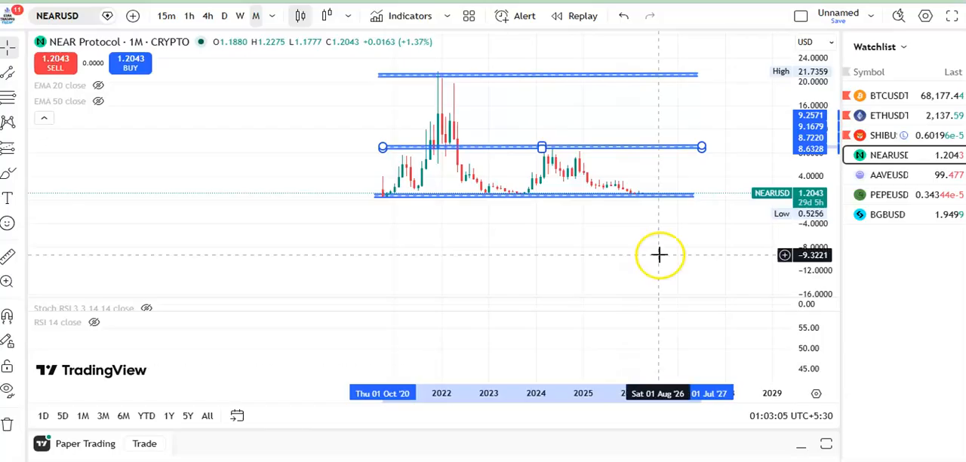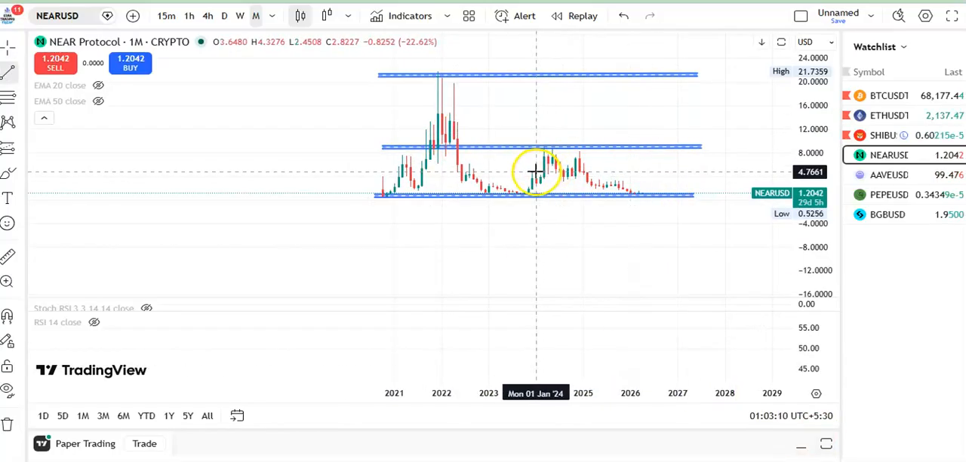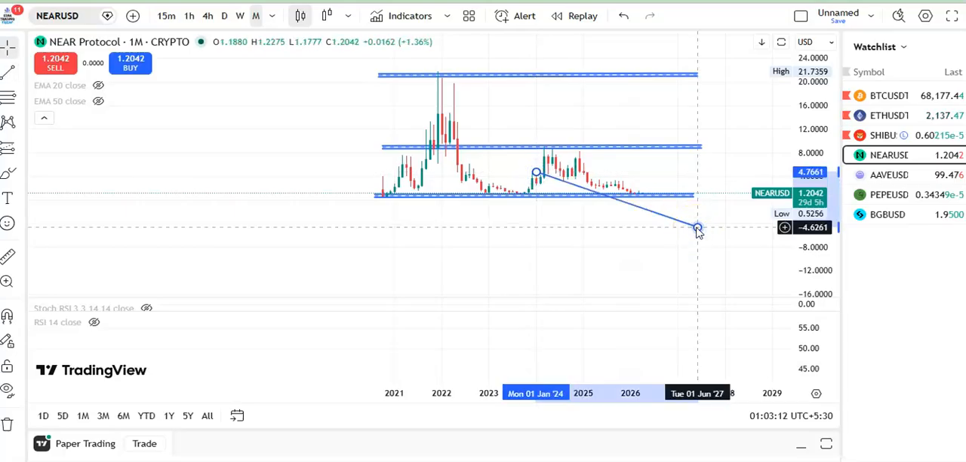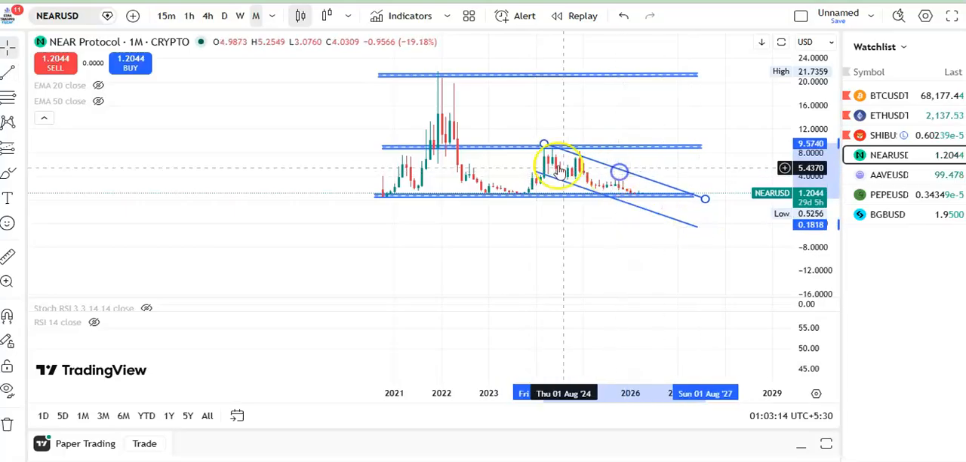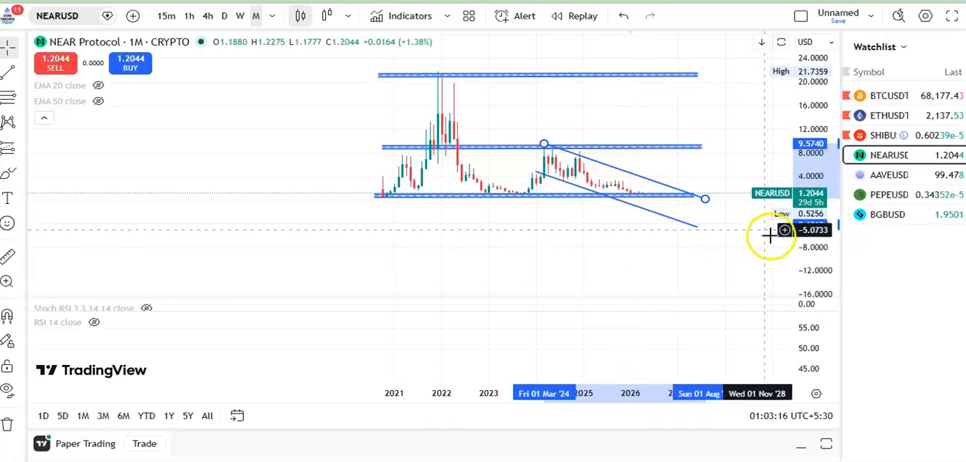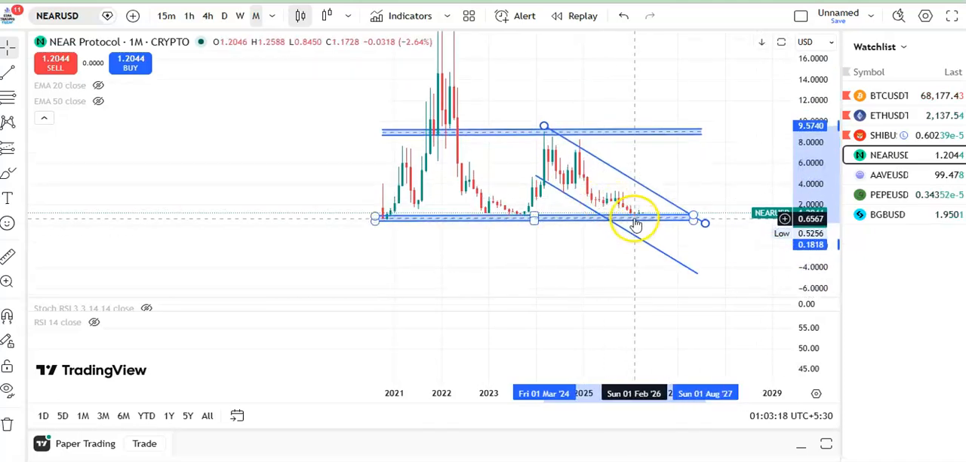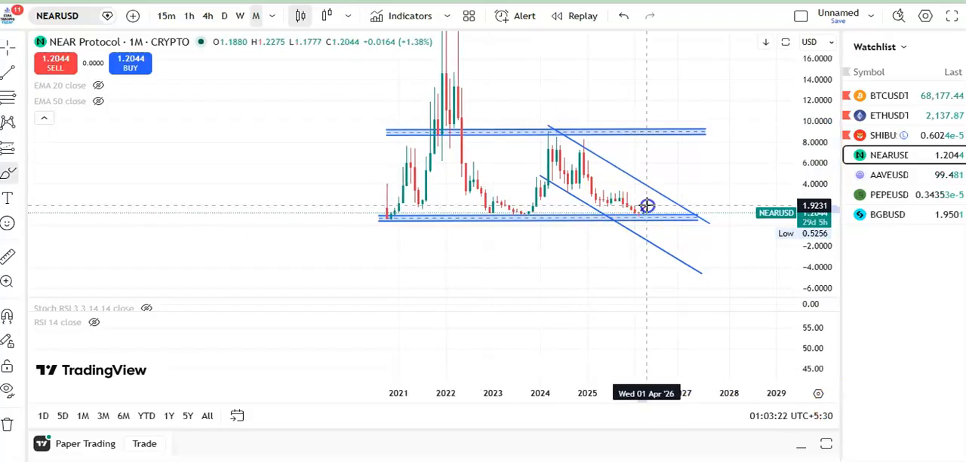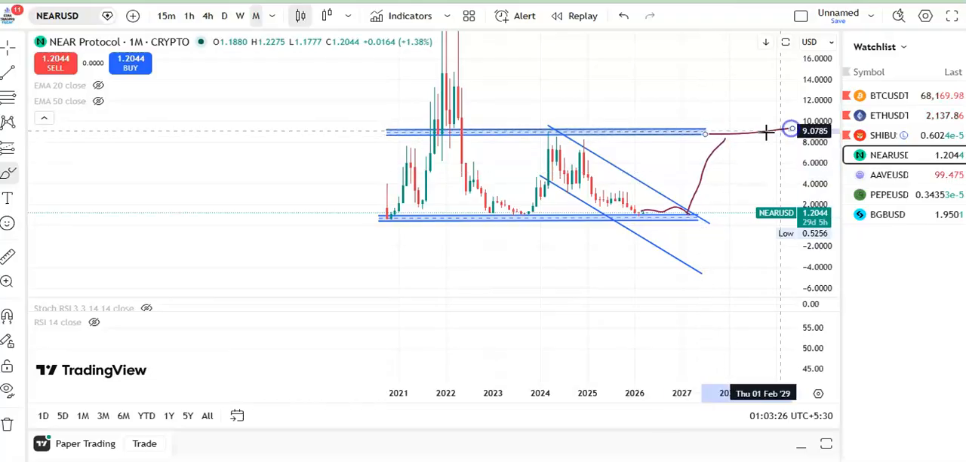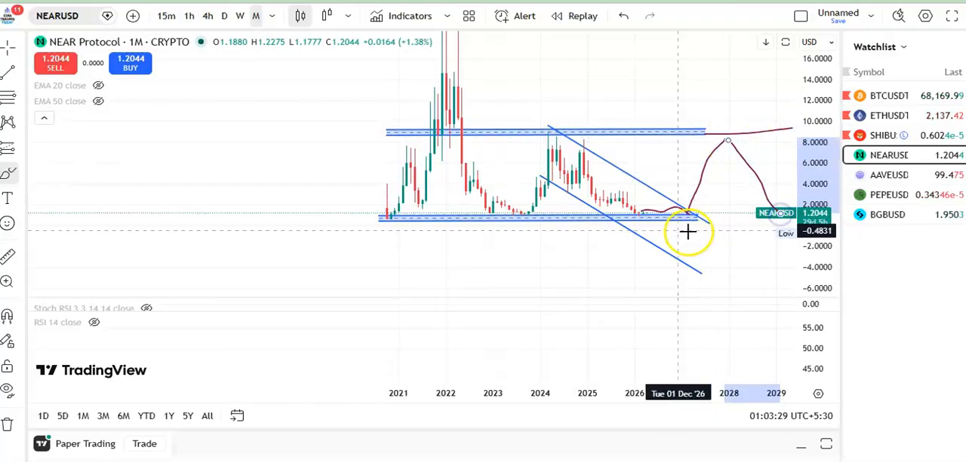If you draw the trend line, you can see this is the support trend line and this is the resistance trend line. Within this channel pattern only, the fall is taking place, and after the fall the candles have come down to the support level. At this support the candles may move a little sideways, and after a breakout it may start moving towards this resistance level. Again the fall may take place.